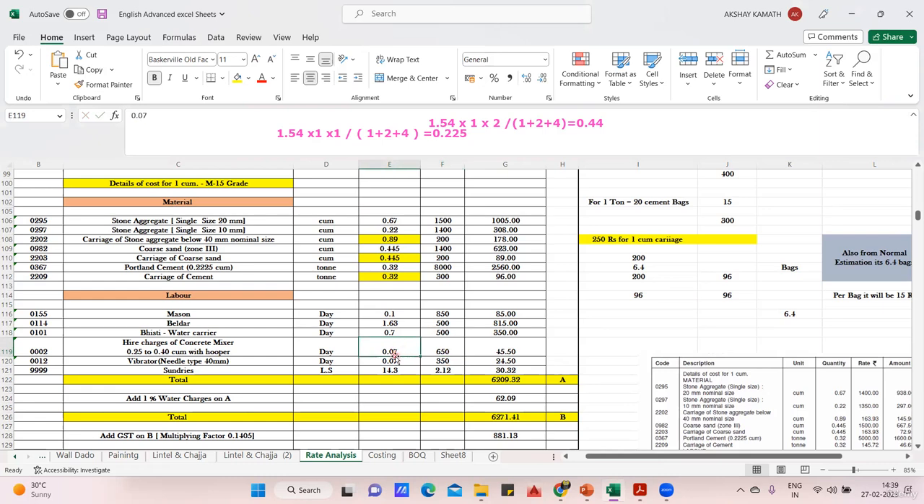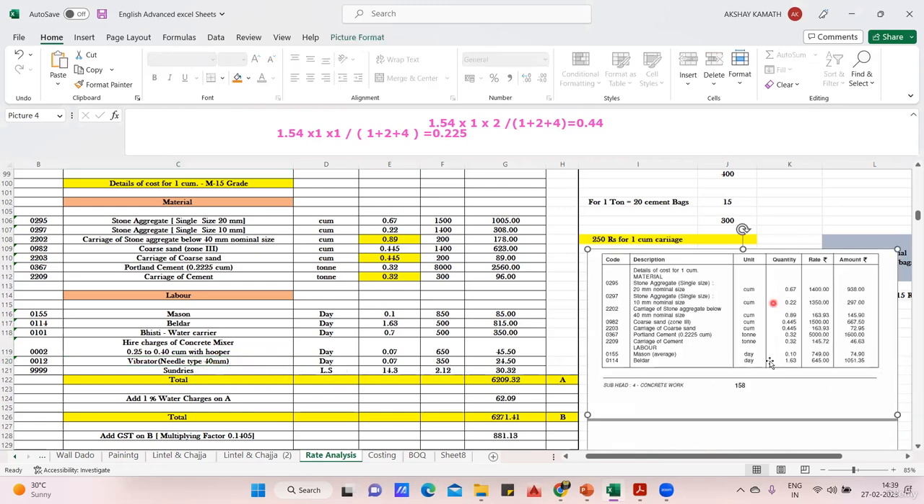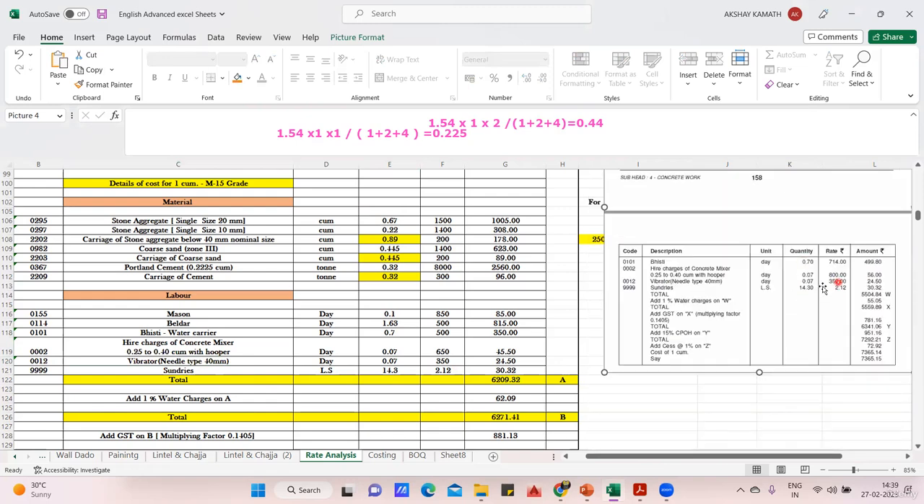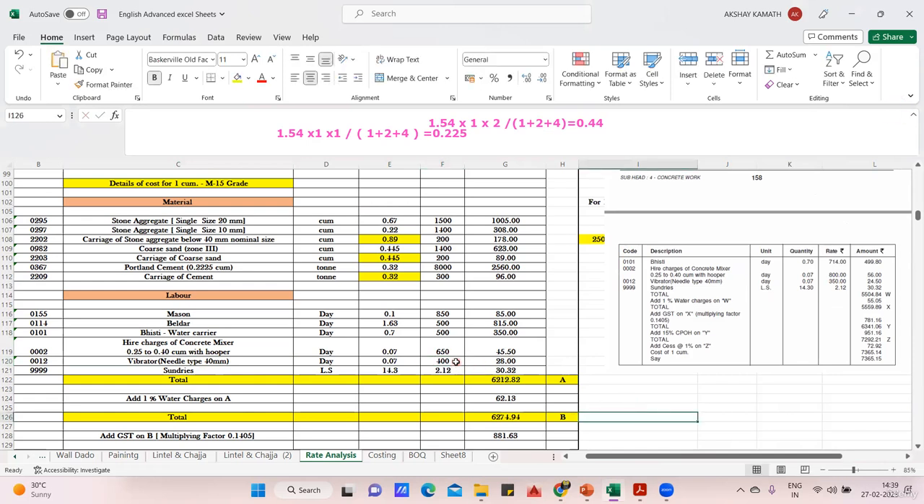But these constants will never change. Next is the vibrator needle, because if you're doing concreting work, you require a needle vibrator, no? So that the honeycombing and all doesn't come. If you bring a vibrator for a single day, according to this code, they have given 350 rupees. But you check in your place at what price it is available for a single day. Let us say in my place 400 rupees it is available for a single day, so I'll input 400.